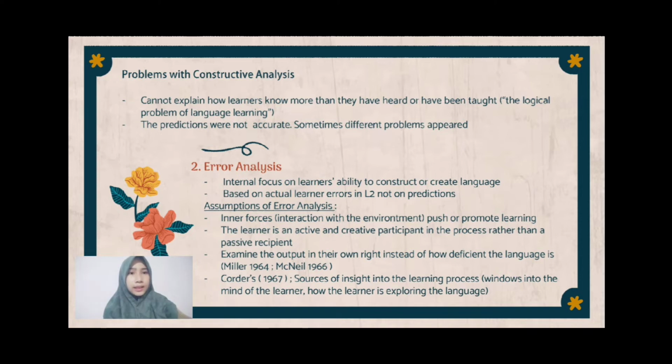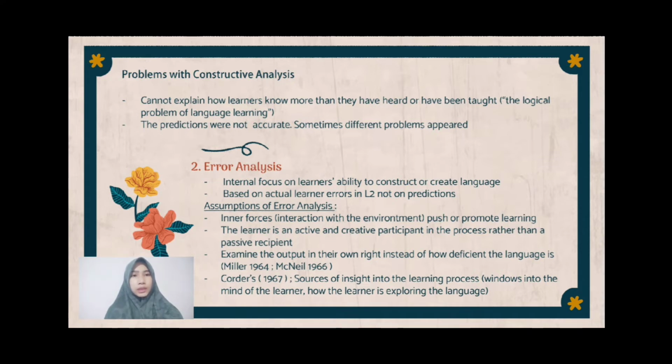Contrastive analysis has the drawback of being unable to clarify the logical issue of learning a language. Another issue was the fact that the CA analyses weren't always supported by data from real linguistics. Numerous L2 issues that CA predicted do not materialize. Error analysis places an internal emphasis on students' inventiveness in language construction.